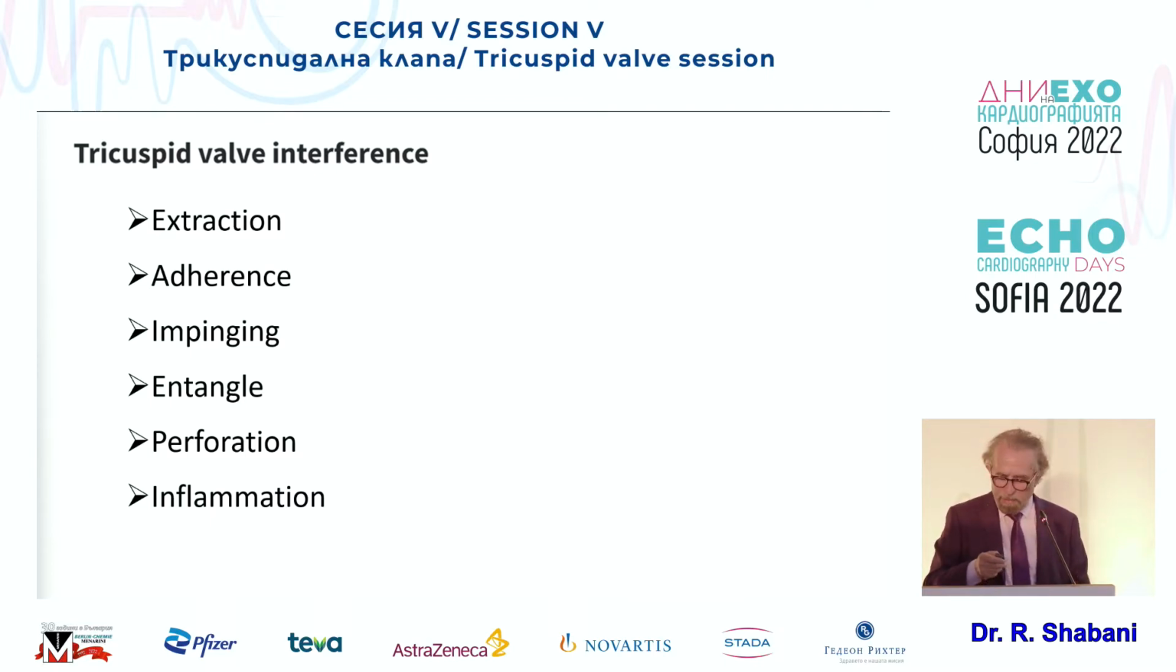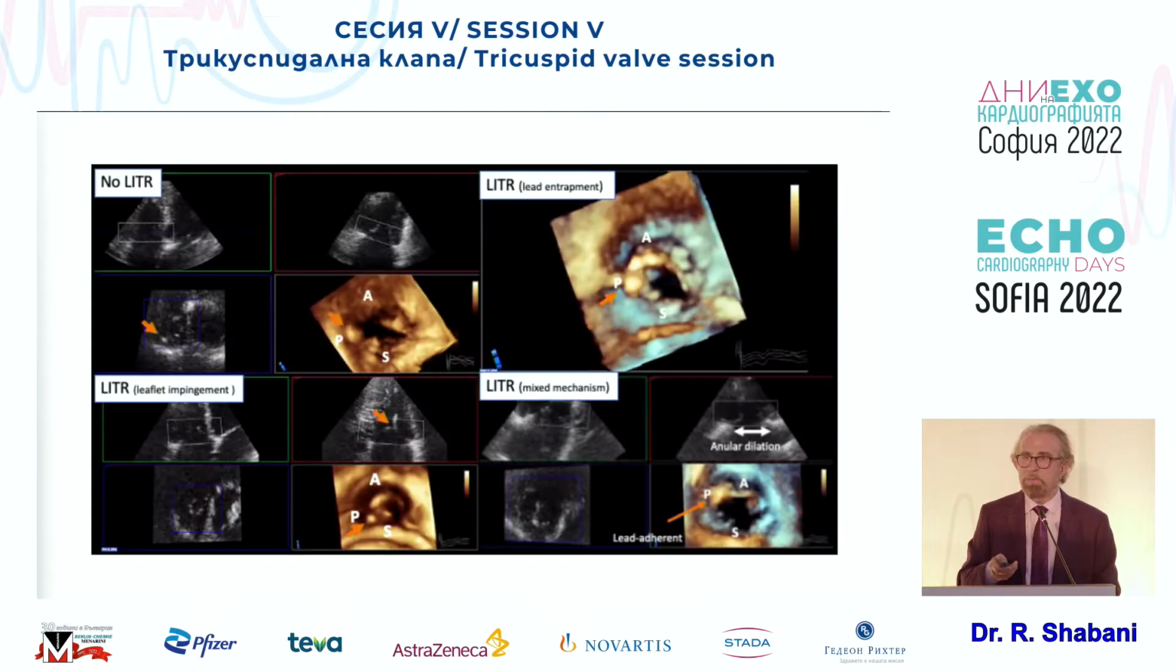И регургитация става или вследствие на екстракцията, на прилепване, разбира се, на ударяне на платната, или преплитане на платната, или перфорация, или възпаление. Това са няколко момента; ако някой от тях настъпи, получава се лезия на платната и оттам регургитация, която може да бъде в по-голяма или по-малка степен. Разбира се, има и смесени форми, при които има и преплитане, и прикрепване на платната към електрода, има различни форми.